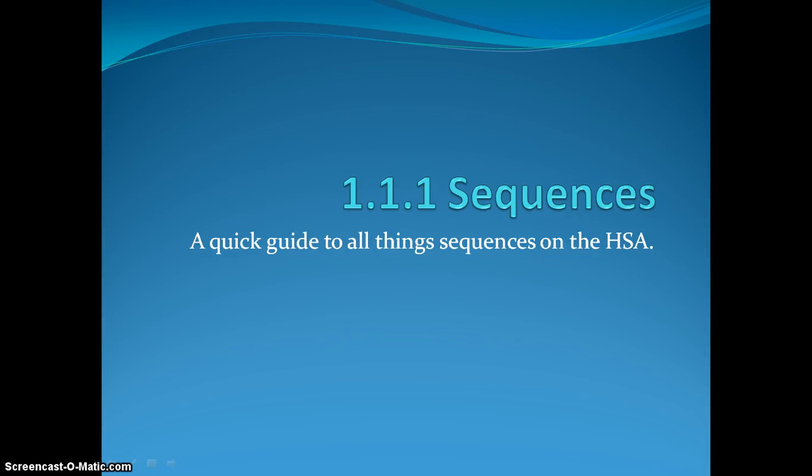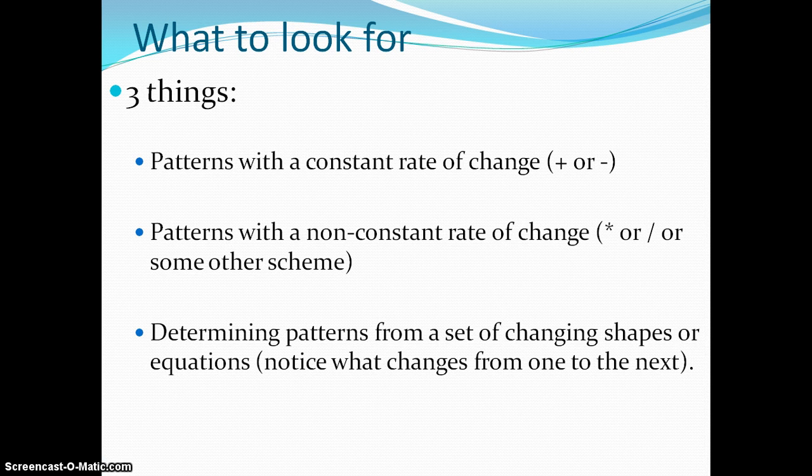Alright, let's take a look at 1.1.1 Sequences, a quick guide to all things sequences on the HSA. So we're going to look for three things. The first thing is patterns with a constant rate of change. You're going to find that there's a number such that you add or subtract that to each consecutive number to get the next one.